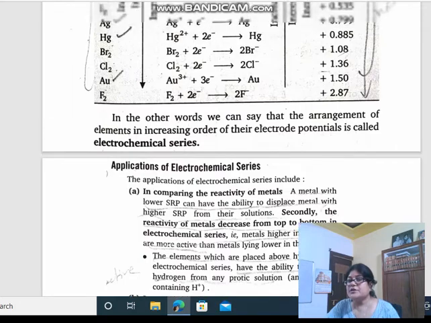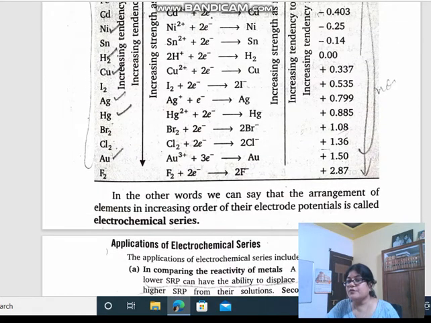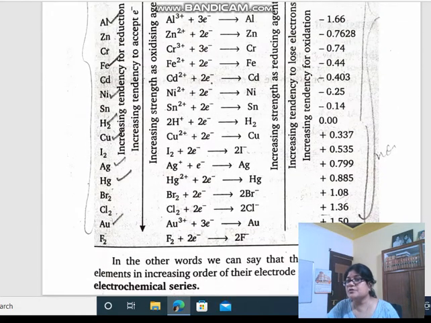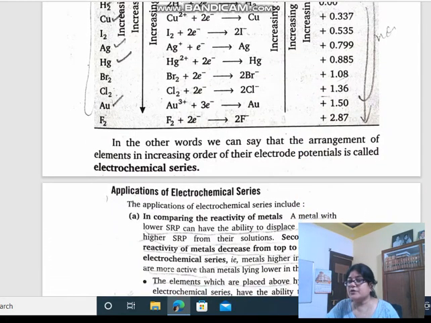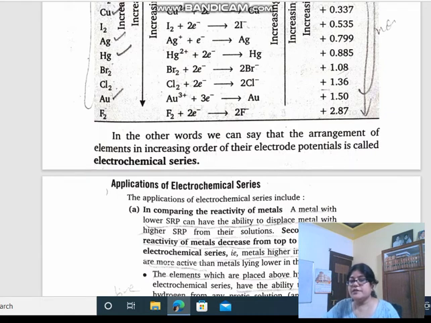That means we arrange all the metals in order of their increasing electrode potential, because on the top we have less electrode potential and in the bottom we have more electrode potential. So this definition is very easy to remember. The arrangement of elements in increasing order of their electrode potential is called electrochemical series.